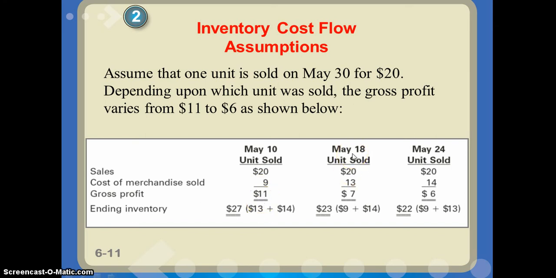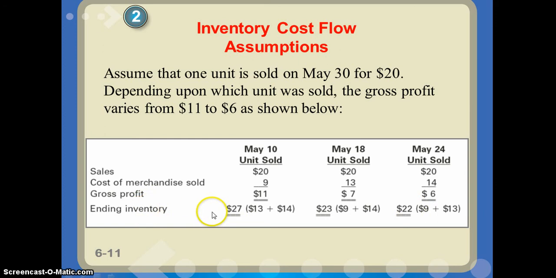On May 18th, the purchase cost us $13. So if we don't have a method, first in, first out, last in, first out, none of those matches this, but that item is going to give us a different gross profit. Demonstrating price changes are going to give us different gross profits. The May 24th unit, this would be our last in, first out, that was the last item we purchased, would give us a gross profit of $6.